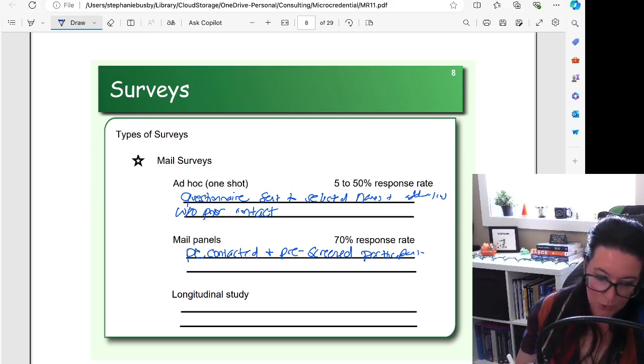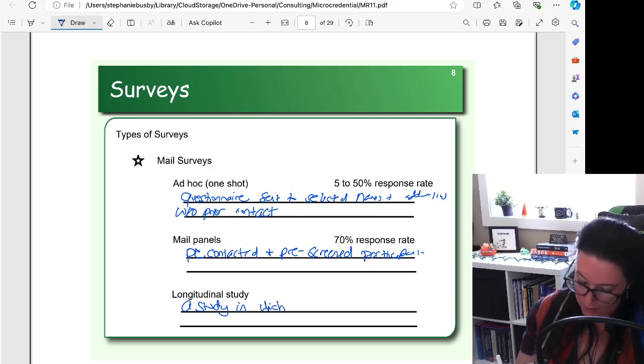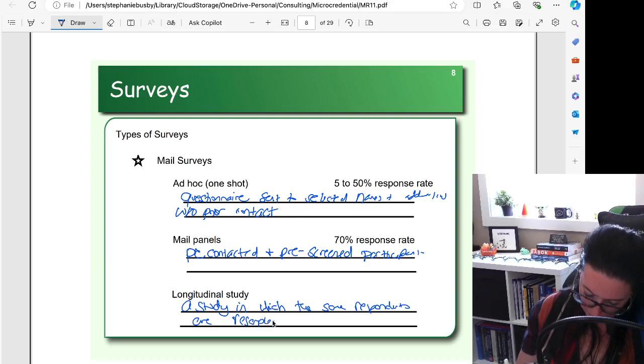And then a longitudinal study is a study in which the same respondents are resampled over time on the same issue.